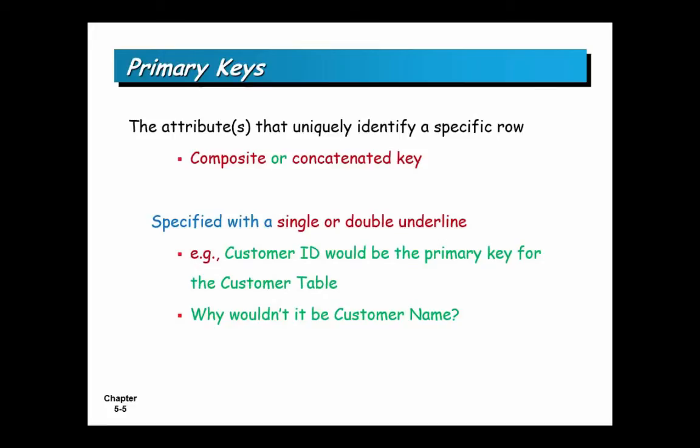As we said, there are 2 different nomenclatures in our 2 different books. So the primary key could be either a single underline or a double underline. If it's a single underline, then your foreign key is an asterisk. If it's a double underline, then your foreign keys are a single underline. That's the relationship. So for instance, the customer ID would be the primary key for a customer table. Why wouldn't you use customer name? It may not be unique. If you're a big company and you had somebody named John Smith, you'd probably have more than one.